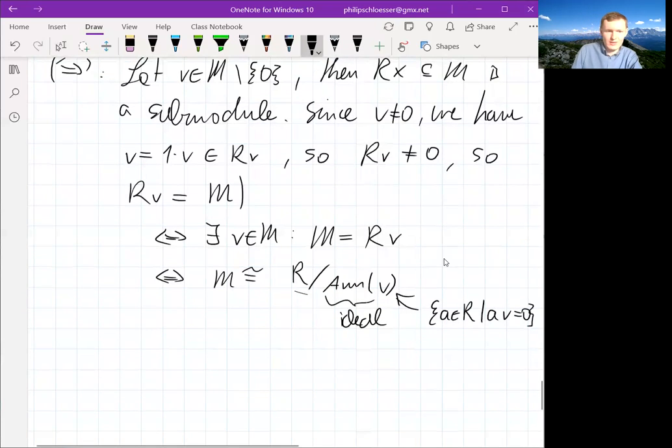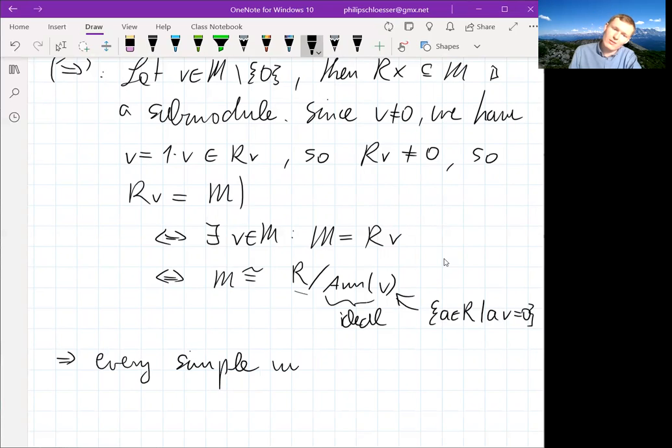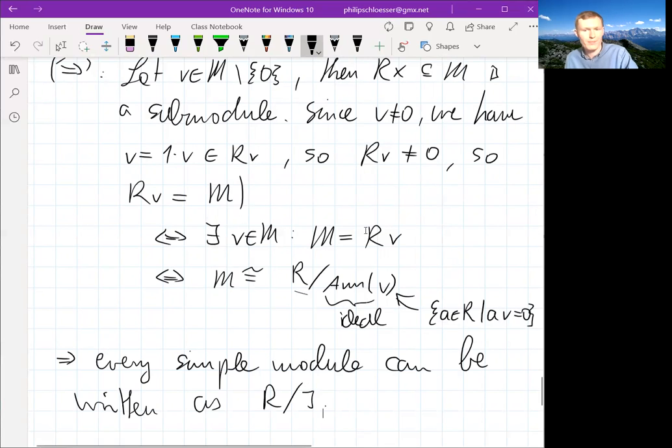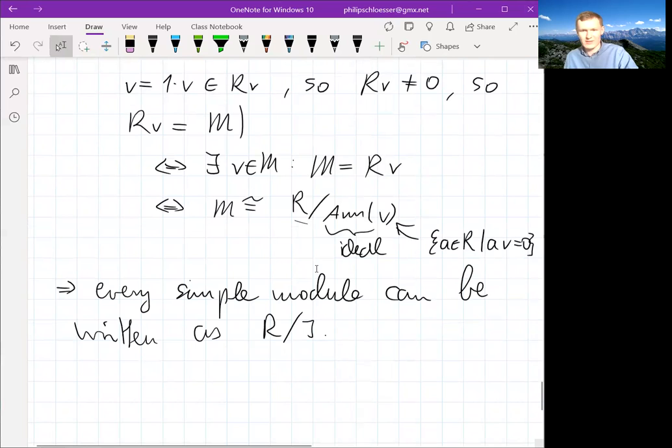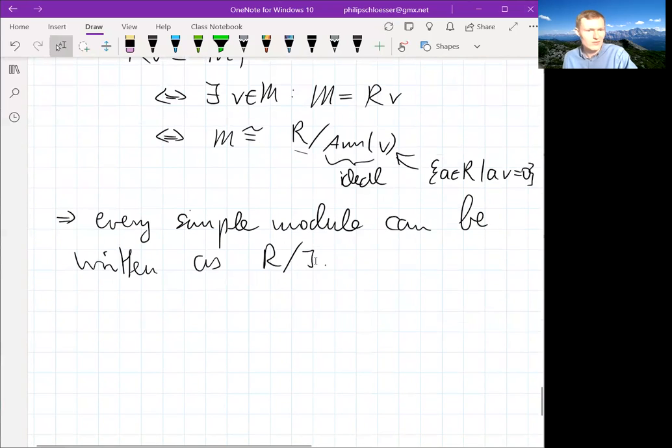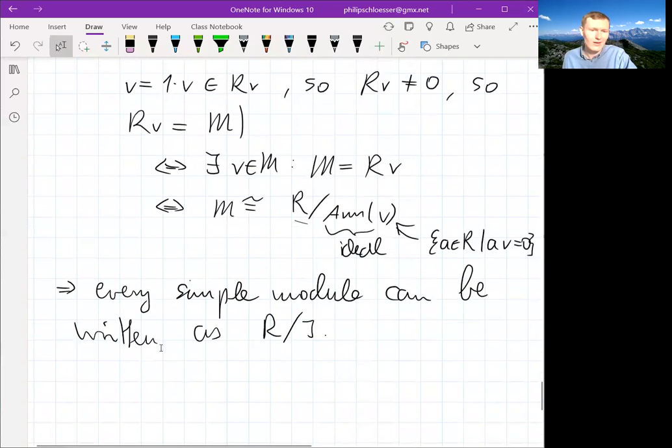So this means every simple module can be written as R divided by some ideal. So that is why I've talked about this, even though I guess quotients aren't usually mentioned in representation theory.